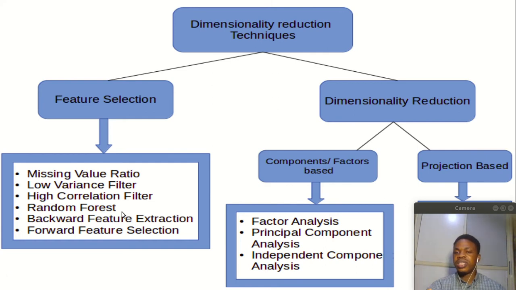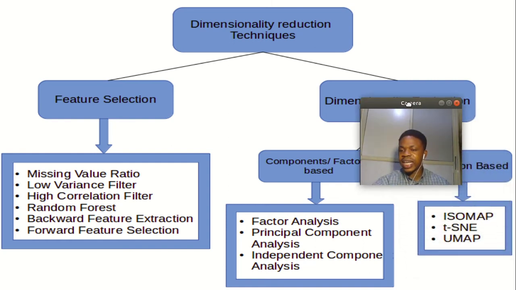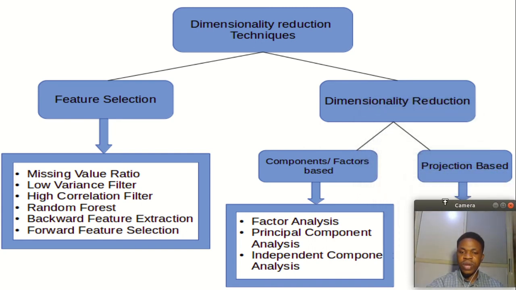And the other method is the dimensionality reduction. This method basically runs on linear correlation. So we have projection based, which has isomap, t-SNE, and the UMAP method under it. And then we have the components or factor based method, which has the factor analysis, the principal component analysis, and the independent component analysis method. So we are going to be looking in depth at one of the very important methods, which is the principal components method.